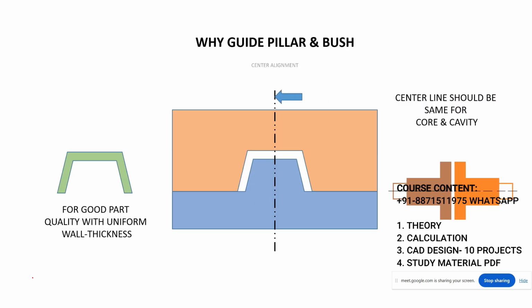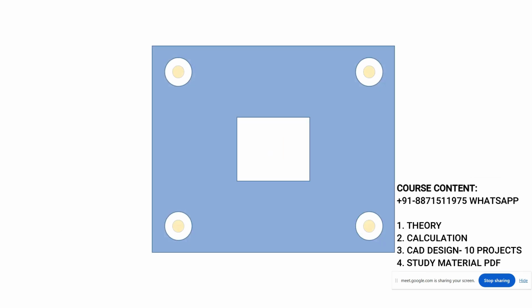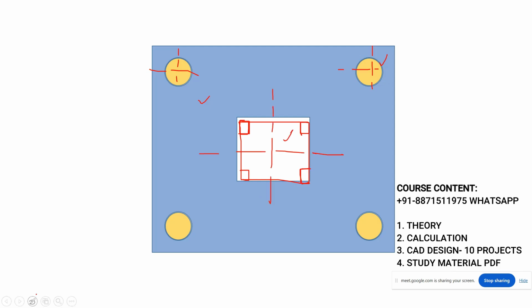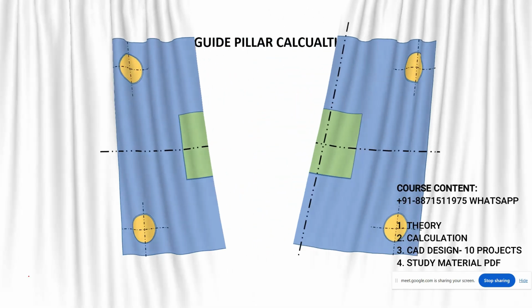Okay, see, for example, this is the mold base. If we are using a mold base, then we have to use the guide pillar and guide bush. Or if we are using the insert, then for the center alignment we have to use the interlock for the center alignment, right? Understood? Okay. Yes.